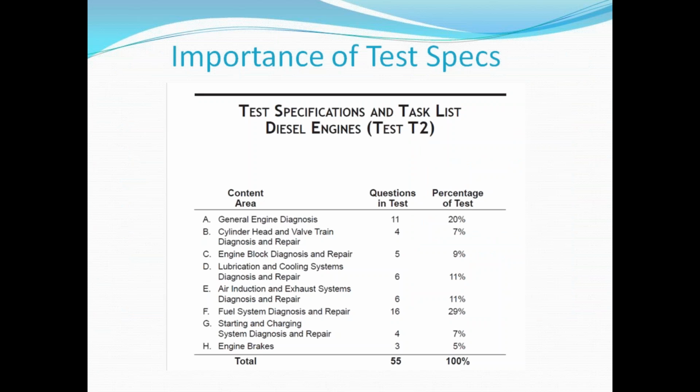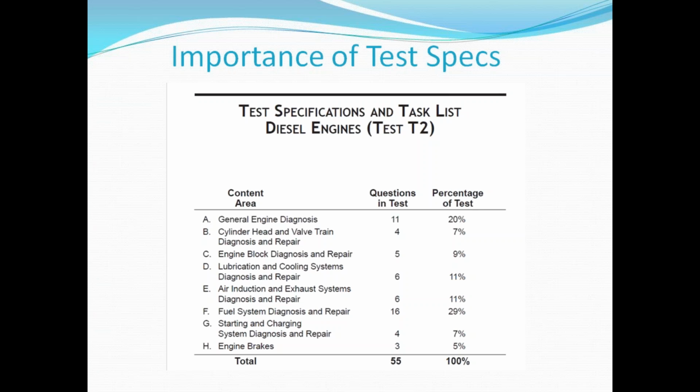So let's just talk for a second about the importance of test specs. Here's the T2 diesel engines test, but all the other tests are similar. They're laid out the same in terms of how we provide information. Now, why is it important? Here you see the number of questions on the test and the percentage that number reflects of the overall test content. It's important to know because you're going to see just how much weight is put on each of these major content areas. And already you can start to formulate a plan.